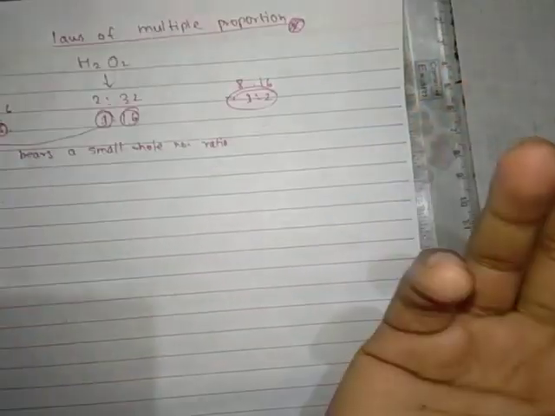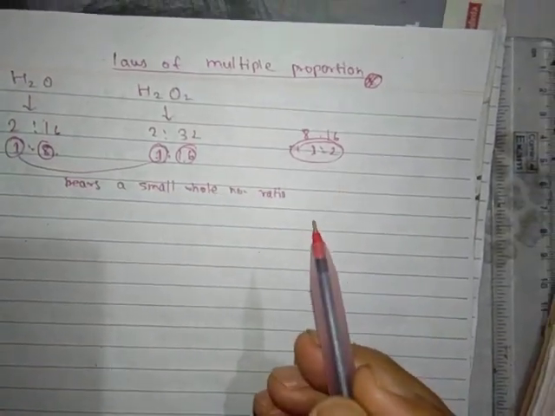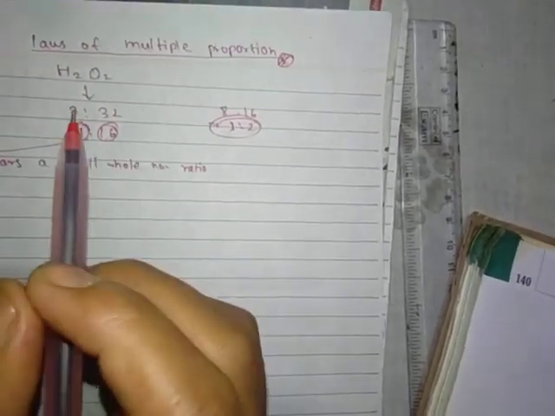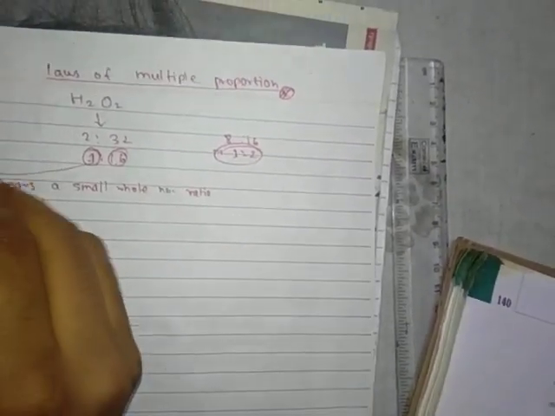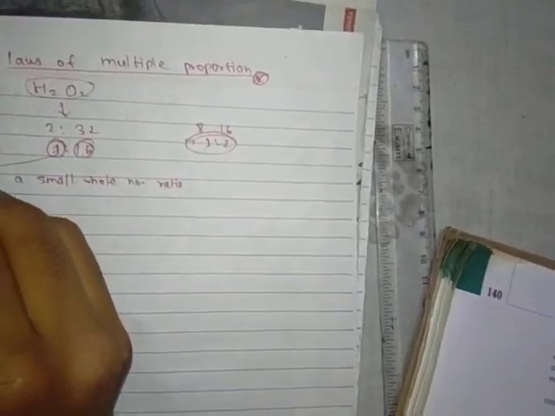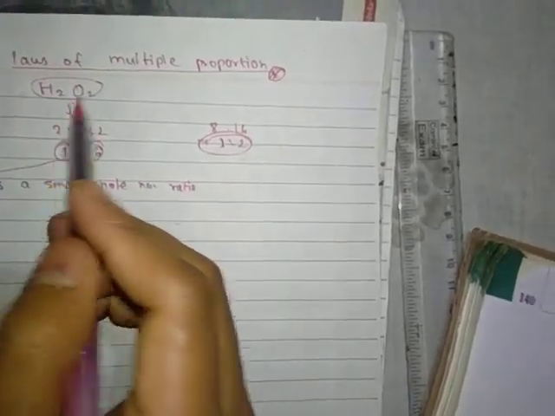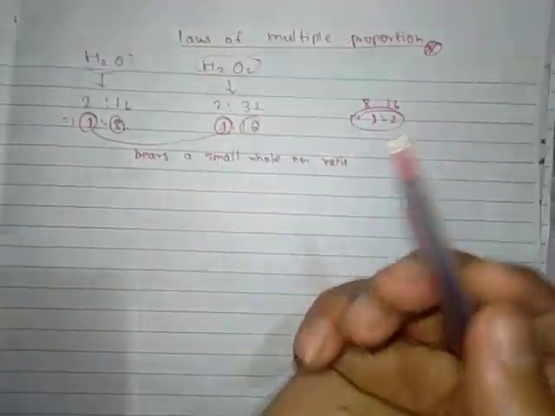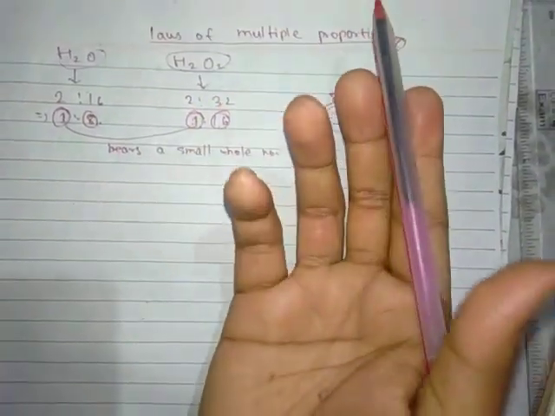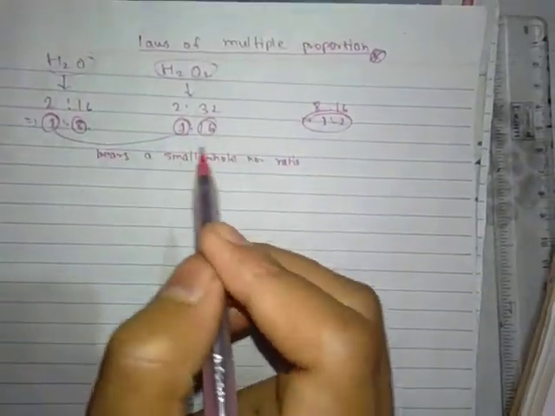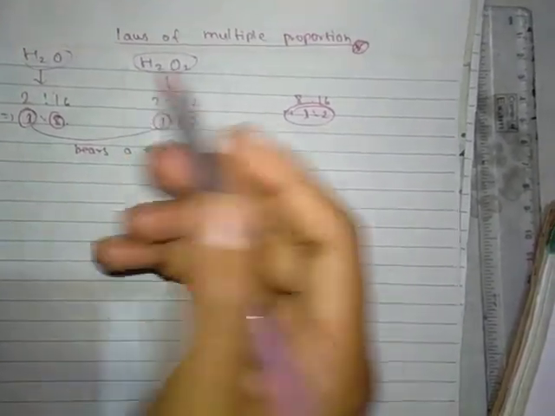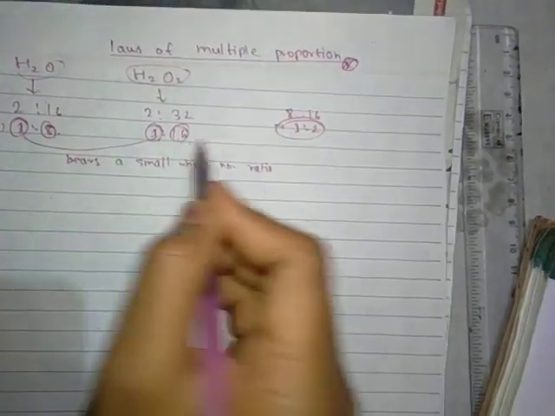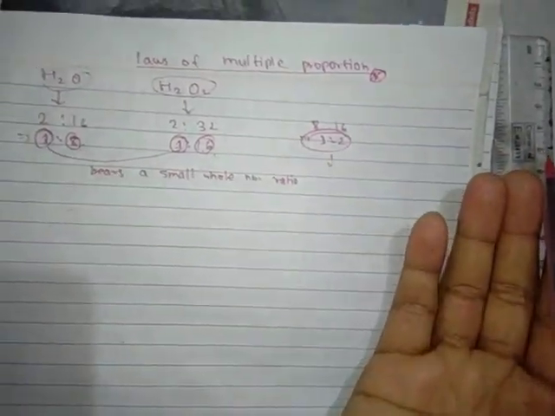Now we know the definition: when two elements react with each other to form two or more compounds, like H2O and H2O2, water and hydrogen peroxide. Two elements form compounds, and it can be more, like nitrogen: it can form NO, N2O, NO2, N2O2, many things. So when two or more compounds are formed, the masses of one element which combines with a fixed mass of the other bear a small whole number ratio to one another, like 1 is to 2, somewhat like a small whole number ratio.